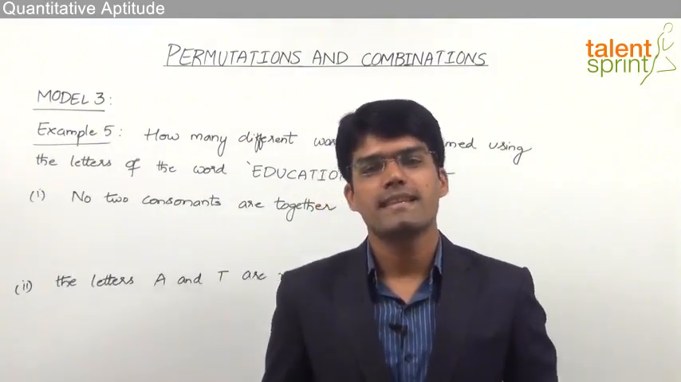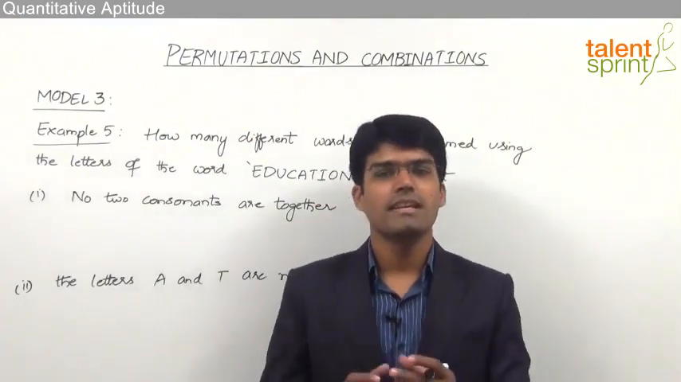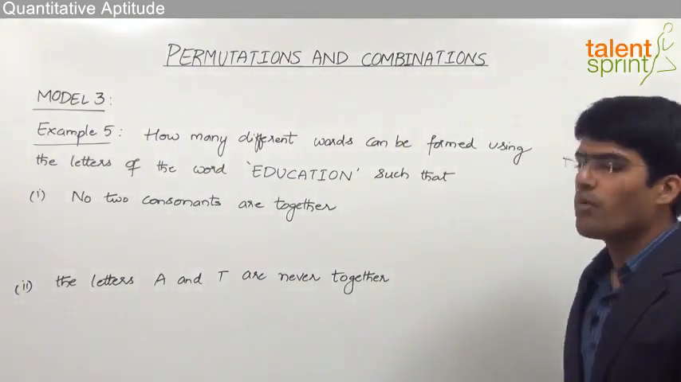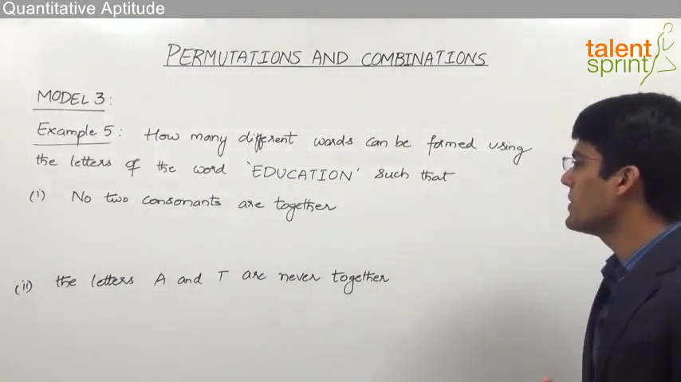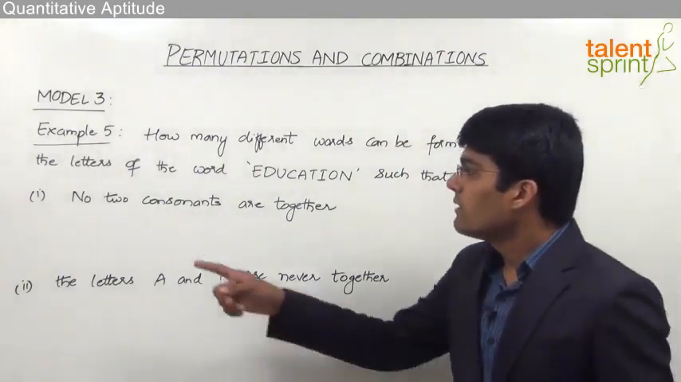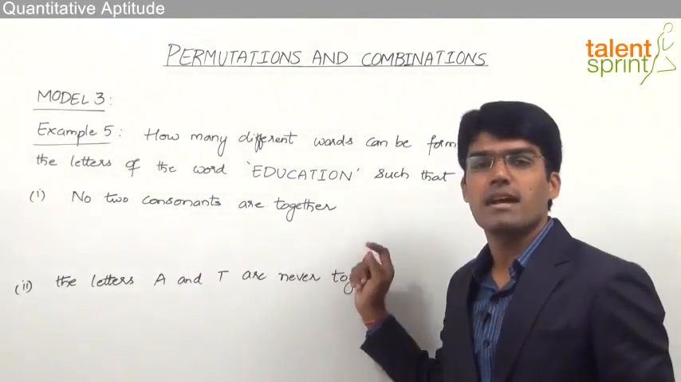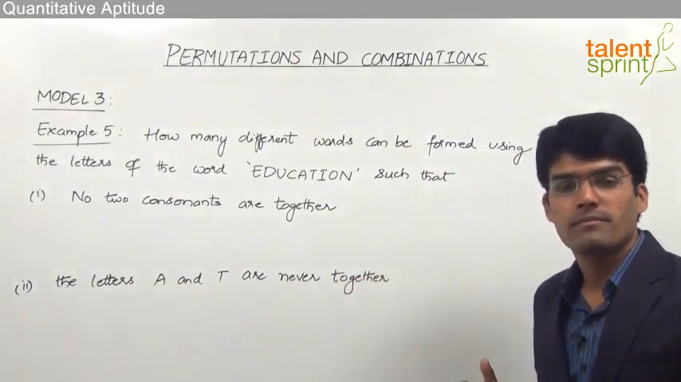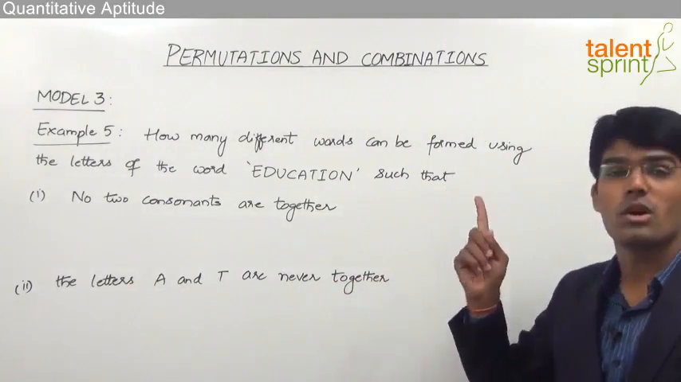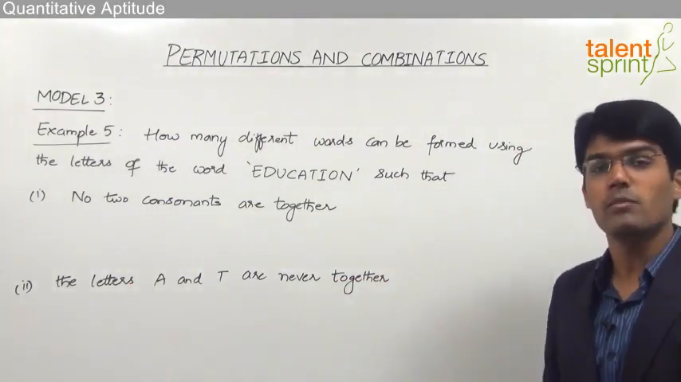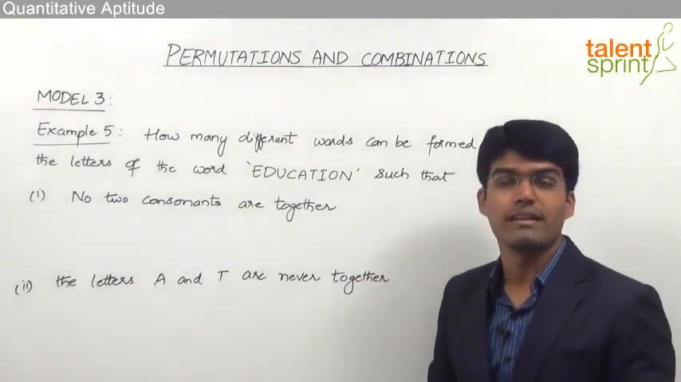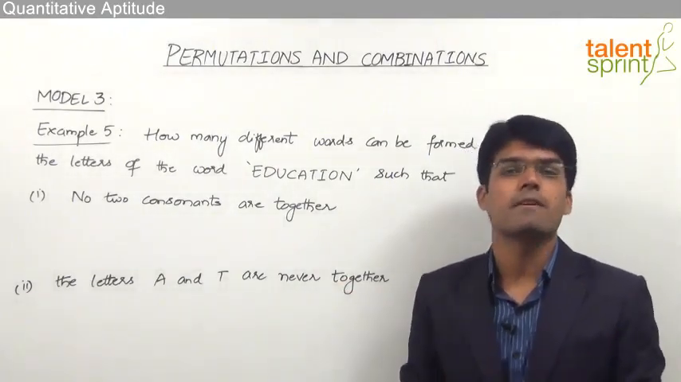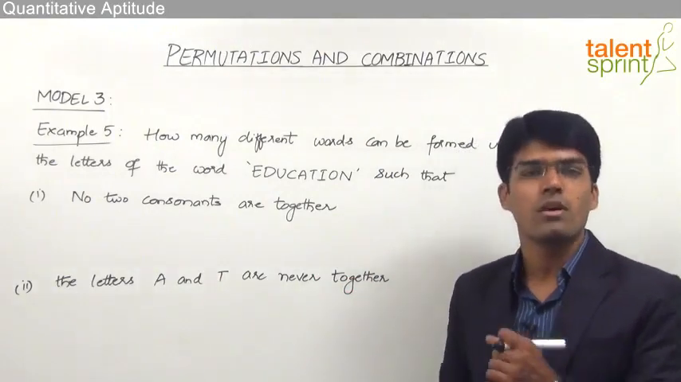Let us now look at the next example from model 3, which again is a new condition. The question says: how many different words can be formed using the letters of the word EDUCATION such that, first, no 2 consonants are together, and the second one says the letters A and T are never together. As you can see, this is quite opposite to what we had done in question number 4. There it was all the consonants have to be together, and here it says no 2 consonants are together. That means consonants must never be together. Let's see how to work on this one.